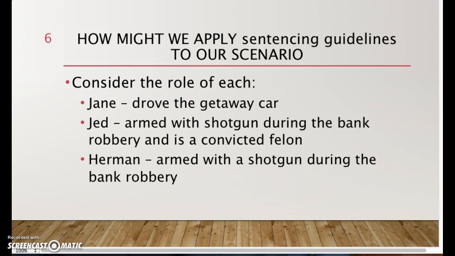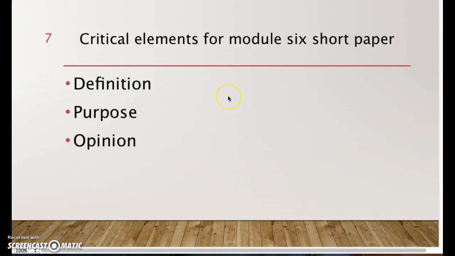That shows me you're going above and beyond what's required. Okay? Critical elements for the Module 6 paper are the definitions. So make sure you take a look at the definitions. Define mandatory minimum sentences and sentencing guidelines. So you have to define both. Referencing your textbook and resource materials, explain why we have mandatory minimum sentences and sentencing guidelines. What purpose do they serve? So describe the purpose of each of these.